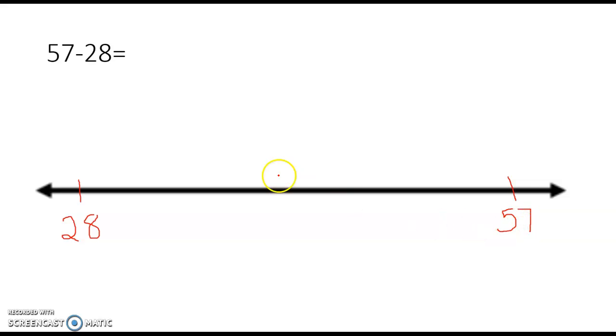The easiest thing for me to do right now is to make a 10. So I have 28. I want to get to 30 because that's my next 10. So 28, 29, 30. So I jumped 2 ones.